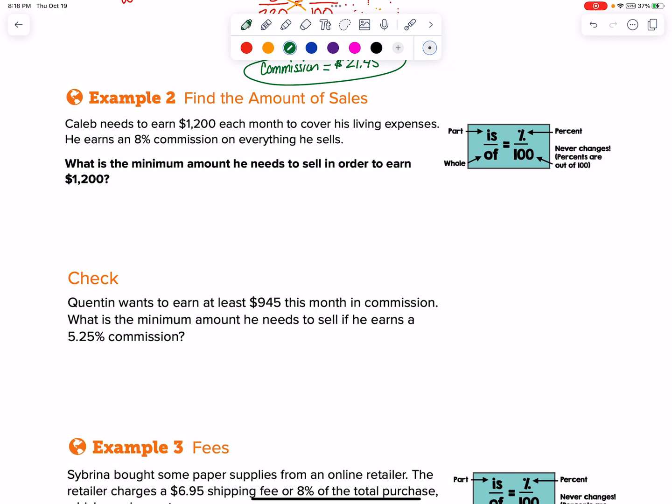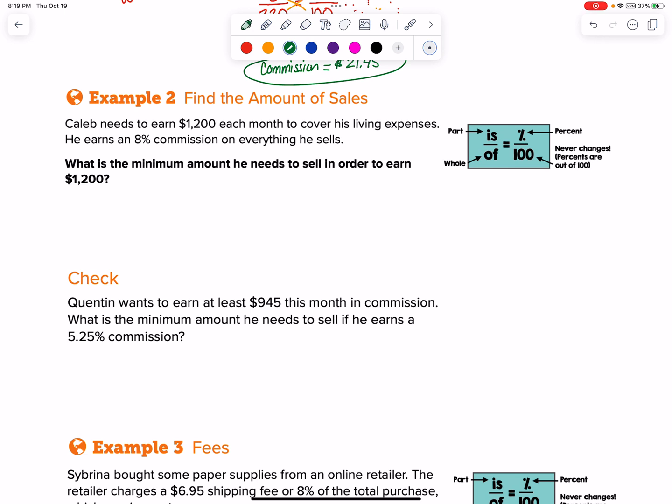All right, he needs to earn $1,200 each month to cover his living expenses, and he earns 8% commission on everything he sells. So some little twists here. What is the minimum amount he needs to sell in order to earn $1,200?